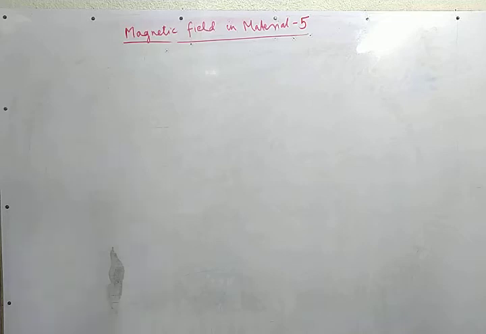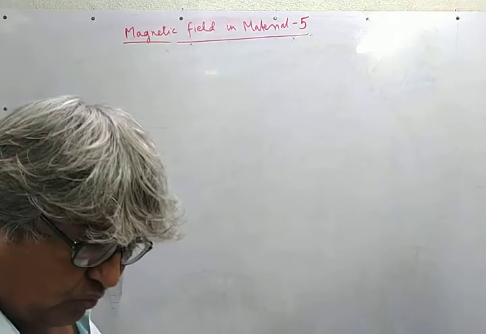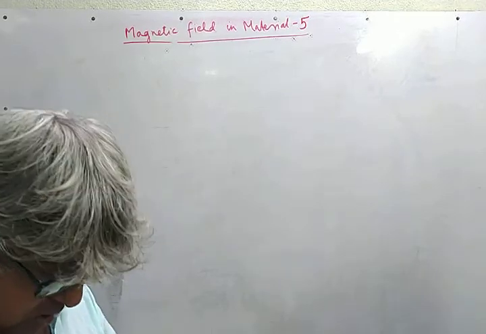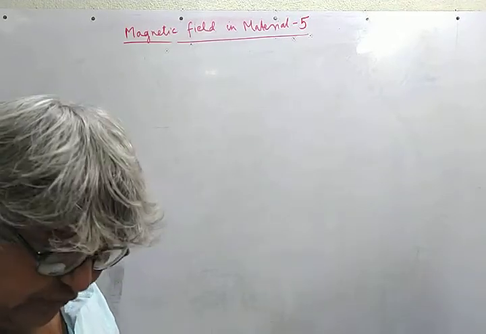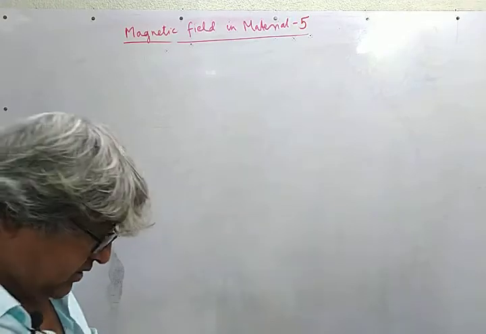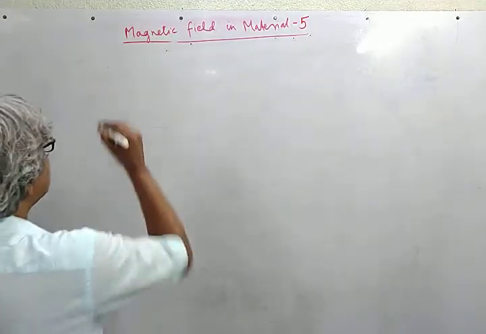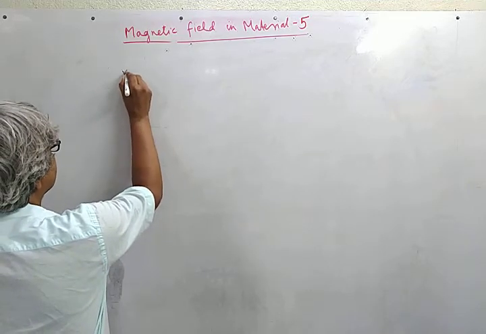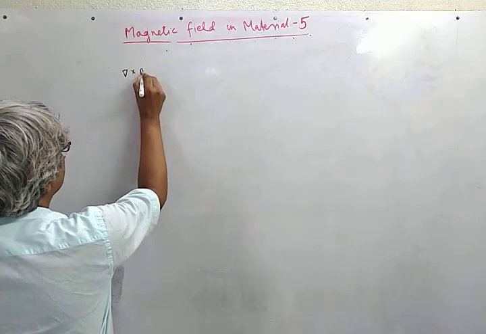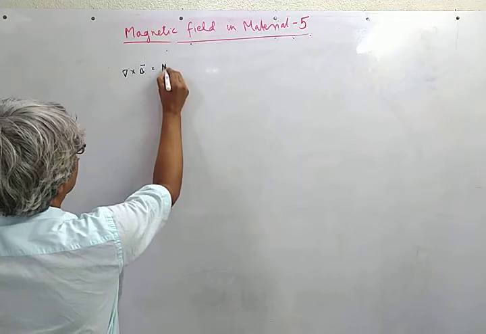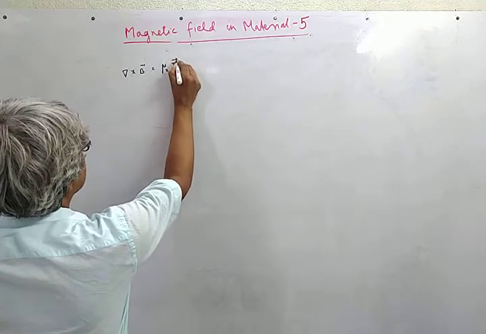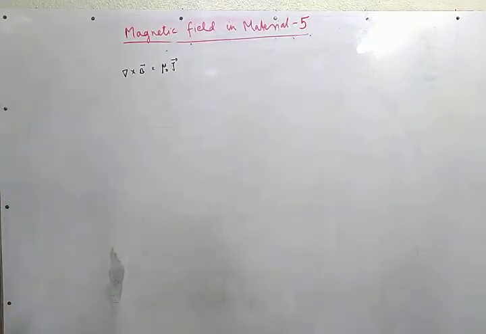In this fifth lecture on magnetic field in material medium, today we shall mainly focus on the H field. Let us first write this equation: curl B is equal to mu 0 J. It is the differential form of Ampere Circuital law.